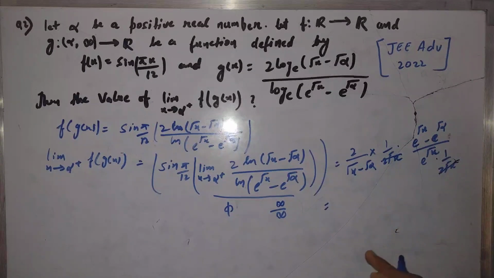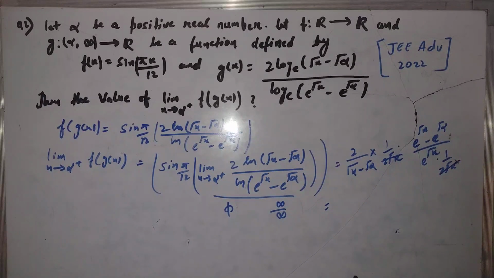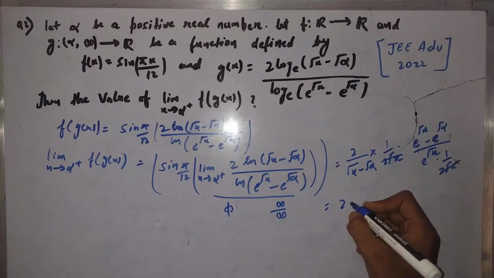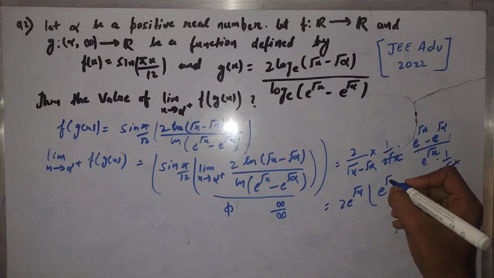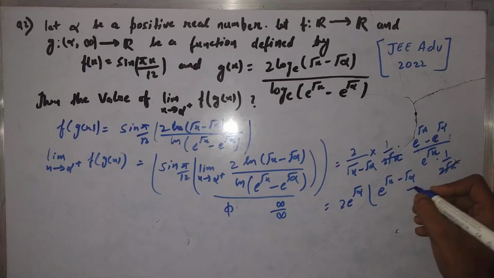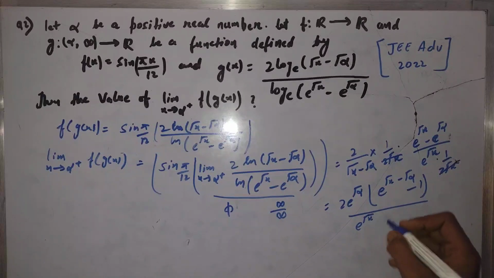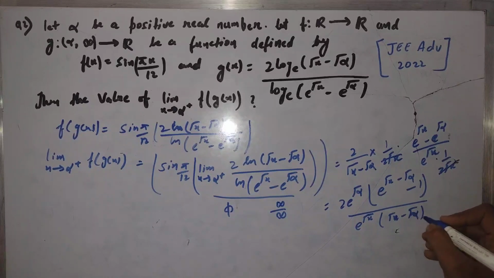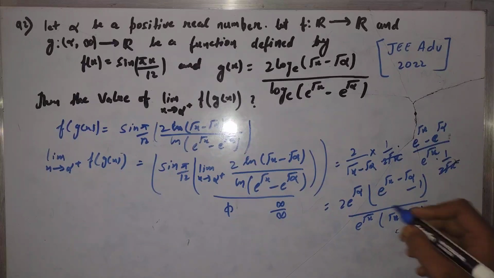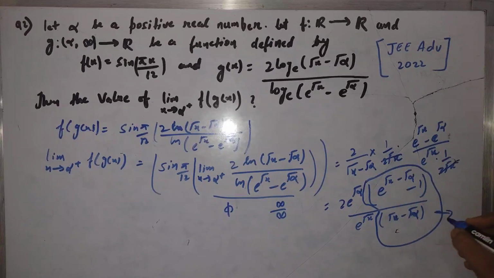Now what I'm going to do is make the power of e the same as this. Why? Because then it will be a standard limit. So I'm going to take e^α common, out here. Then this becomes e^(√x − √α) minus 1, and the denominator is e^√x, and this becomes (√x − √α). Now this is a standard limit, (e^x − 1)/x as x tends to 0, which is 1. So this whole thing is 1.